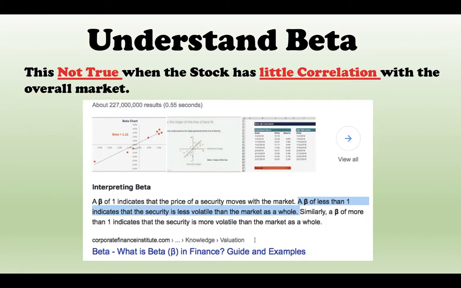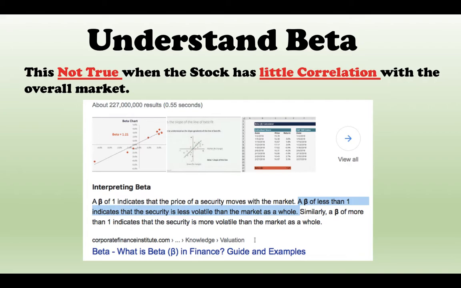So when you Google it, say what is the beta, right? They will tell you a beta of 1 indicates the price of the security moves with the market. A beta less than 1 indicates the security is less volatile than the market as a whole. So this is often being told, even in the financial industry. That's how you interpret the beta.